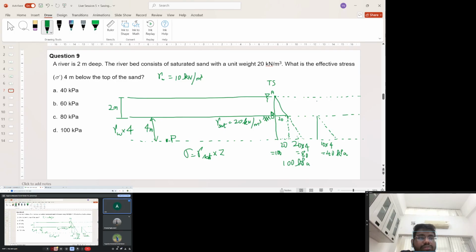Sir, the water column above also, I think we have to start from the top, which will be 20 plus 40, which will come to 60 kPa. Yes, sir. The diagram we need to modify a little bit. Yeah, 60 kPa. So always start from above. Just a minute, I will modify it.